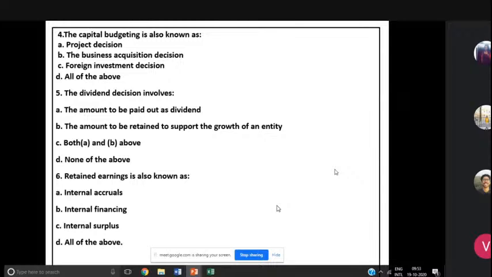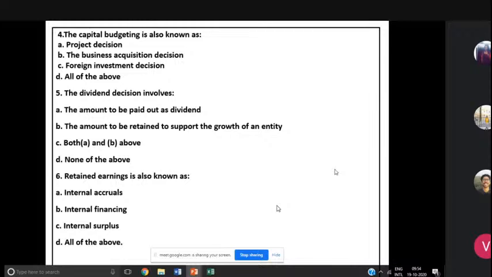I want to cover all the MCQs under this. Okay. When someone tells you project decision, you should not get confused. It is same as capital budgeting. When someone tells you backward integration, forward integration, business acquisition decision, it is same here, capital budgeting decision. It may be a foreign investment decision also. Therefore, again, there the answer is all of the above.